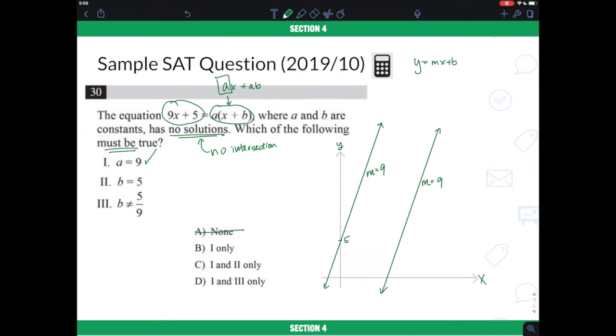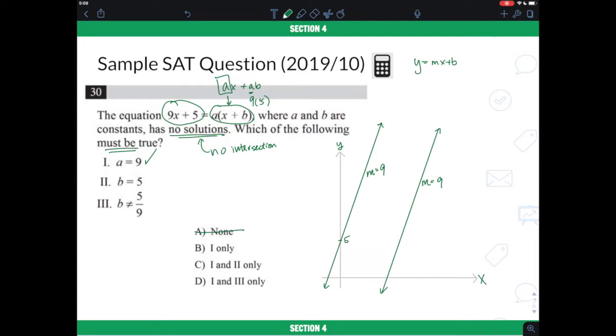Okay, so now let's take a look at B. Okay, so what should B be? Well, we know that a must be 9. Okay, so can b be 5? Let's go ahead, test out choice number 2, the condition number 2 right there.